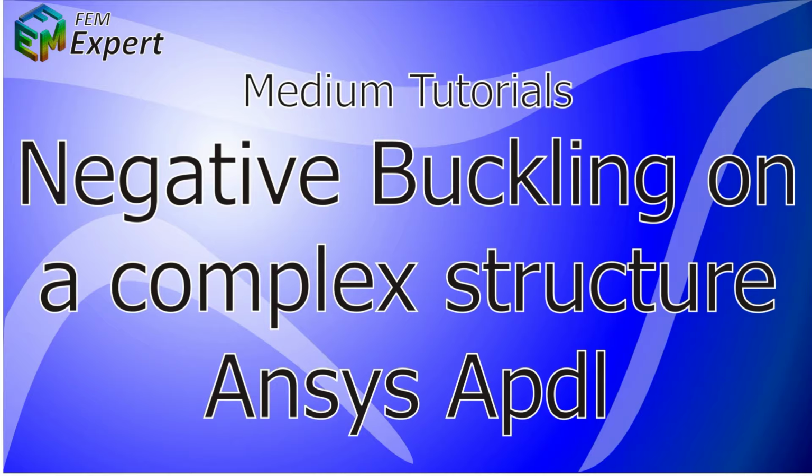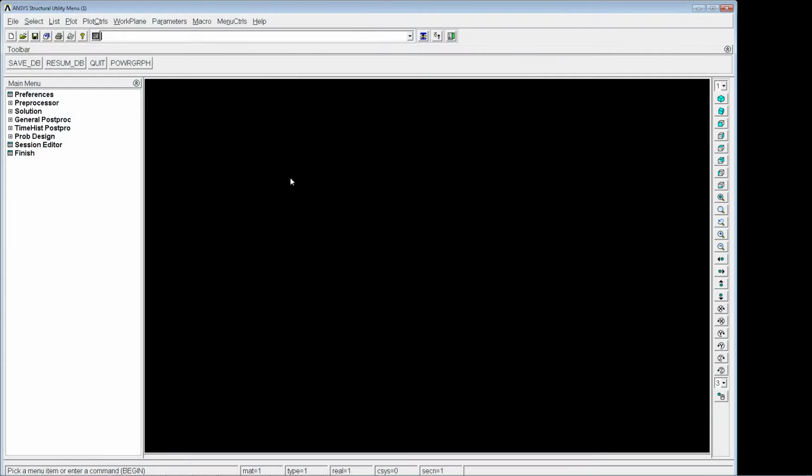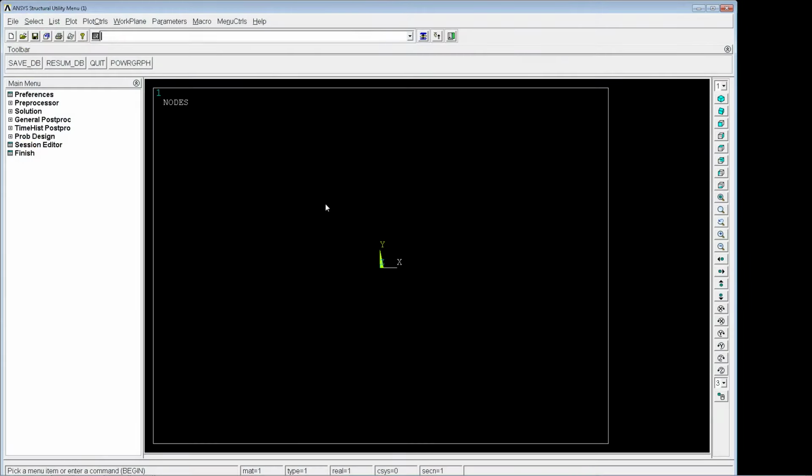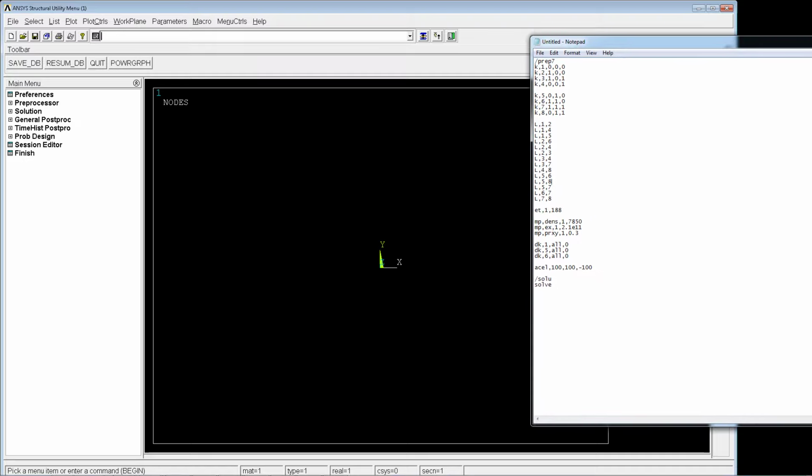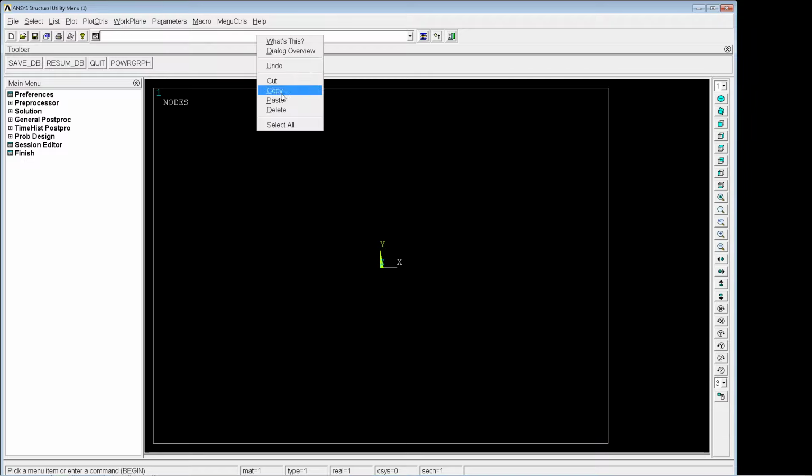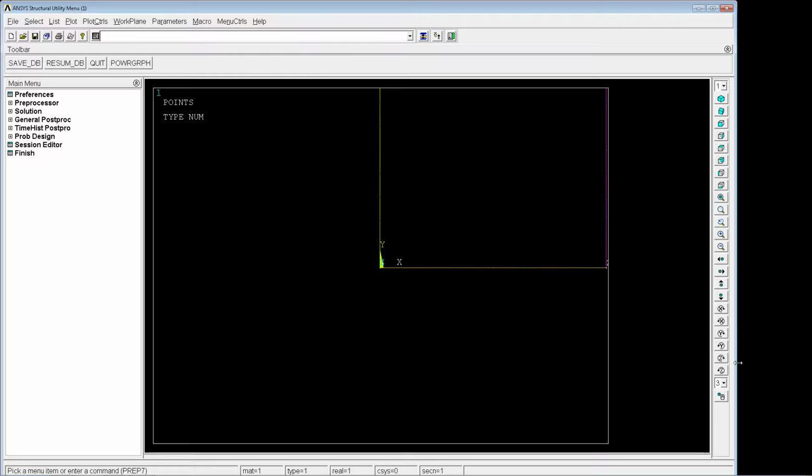In today's tutorial we're going to show you how to perform a negative buckling analysis on a complex structure. More so, we're going to explain how to interpret the results and work with them, since we're going to work with a little bit more complex structure than what we worked with before. For that purpose, we have here some key points and some lines. We're going to copy and paste this, and look at the structure that we are obtaining.